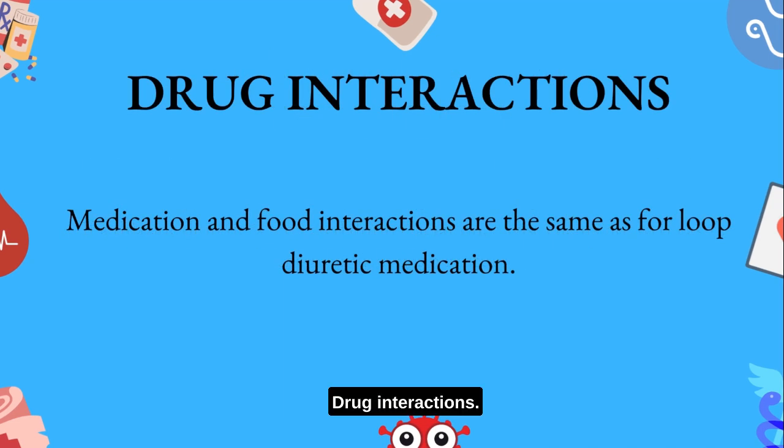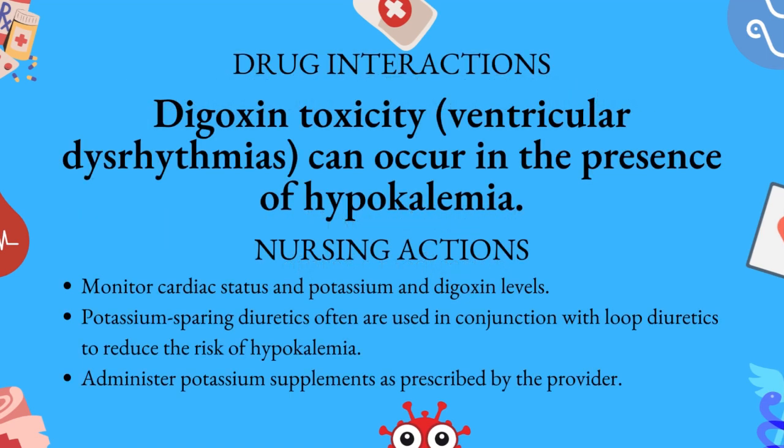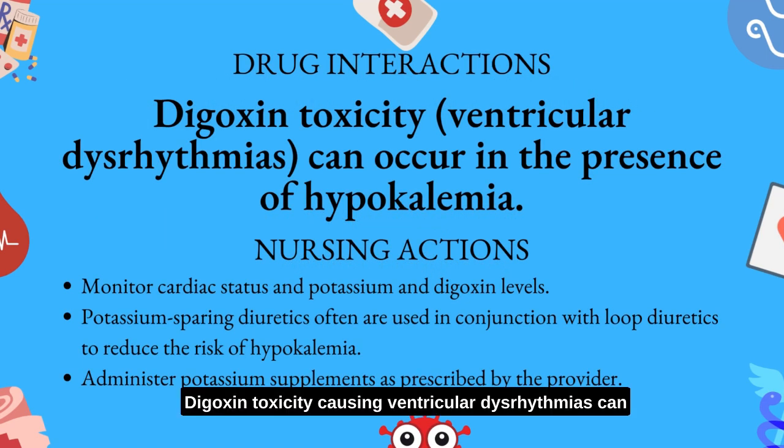Drug interactions. Medication and food interactions are the same as for loop diuretic medication. Digoxin toxicity causing ventricular dysrhythmias can occur in the presence of hypokalemia. Nursing actions include monitor cardiac status and potassium and digoxin levels. Potassium-sparing diuretics often are used in conjunction with loop diuretics to reduce the risk of hypokalemia, and administer potassium supplements as prescribed by the provider.